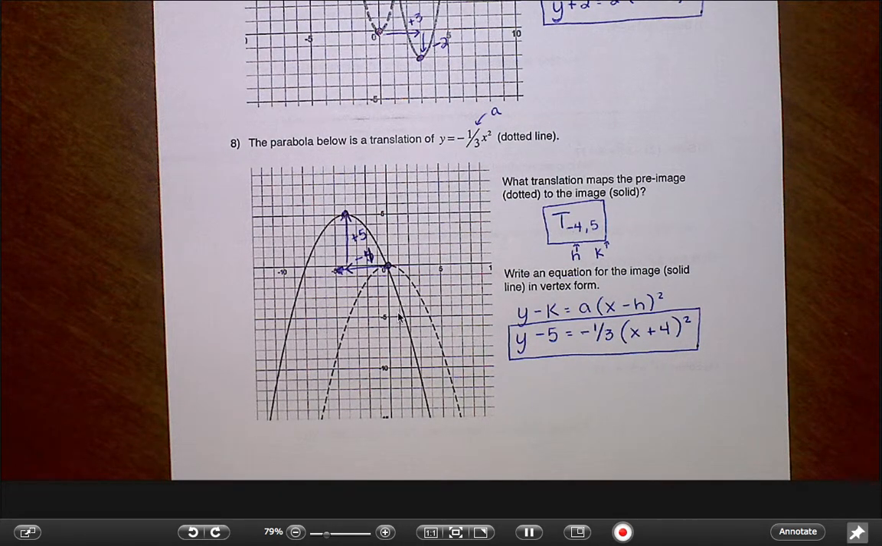Okay, that was it for this page, just translations and turning those translations into vertex form.